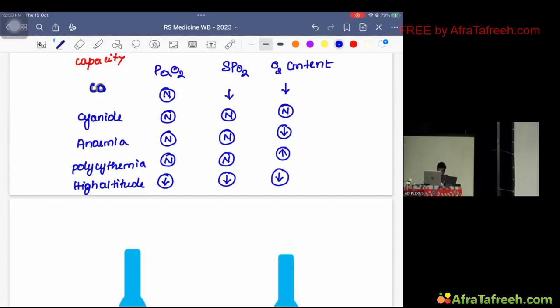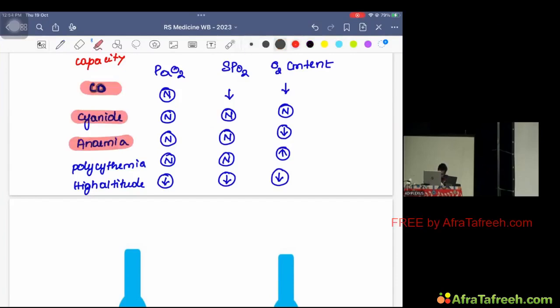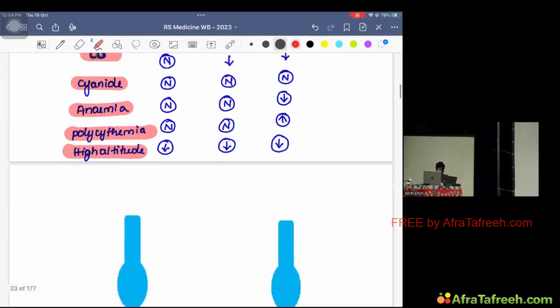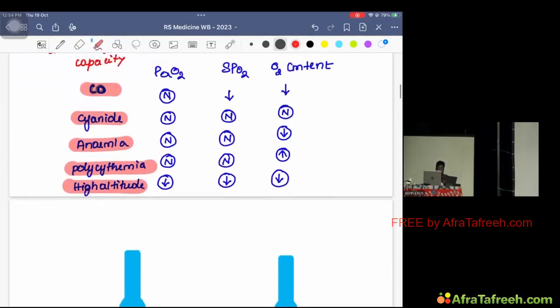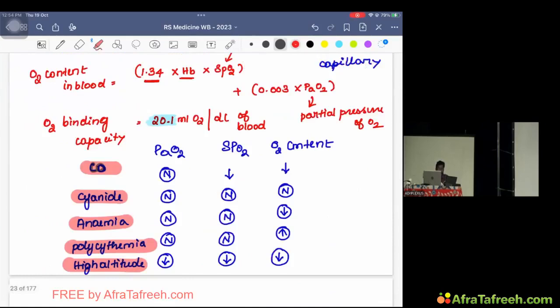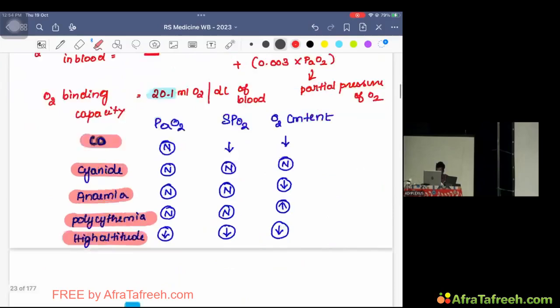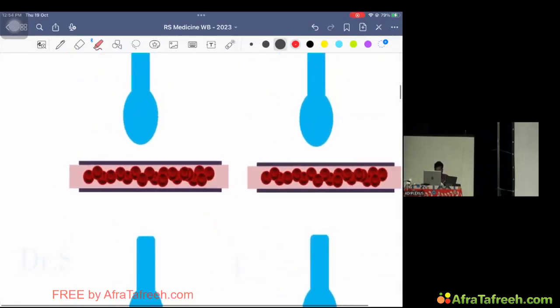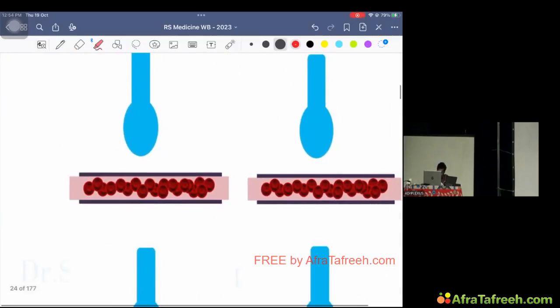So in physiology this is a very important table: in different conditions, what will be the PaO2, SpO2, and oxygen content? Now, what is a perfusion limited gas and what is a diffusion limited gas is very important. What kind of gas is carbon monoxide? Diffusion limited gas. Whereas oxygen and carbon dioxide are perfusion limited gases.